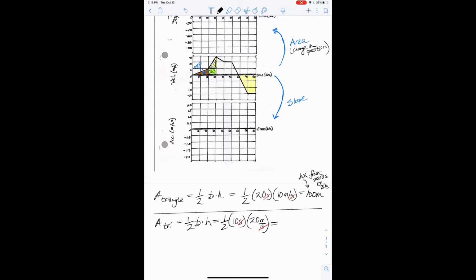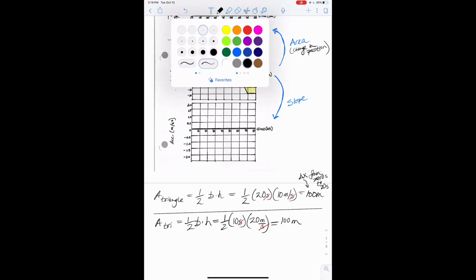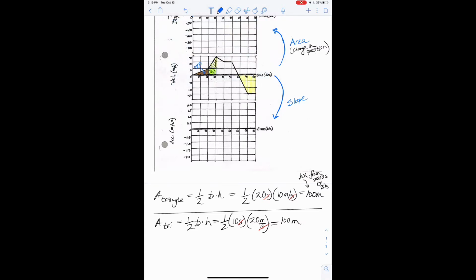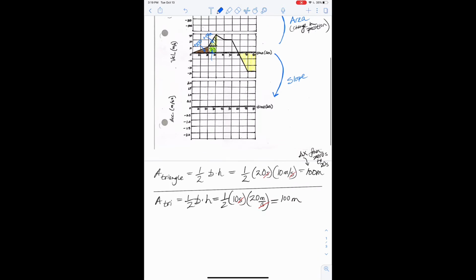Okay, so half of 200 is 100. So we're saying that although it looks a little different, this triangle above here also has an area of positive 100 meters, right? Okay, and then this square or rectangle right here, let's get that area next.